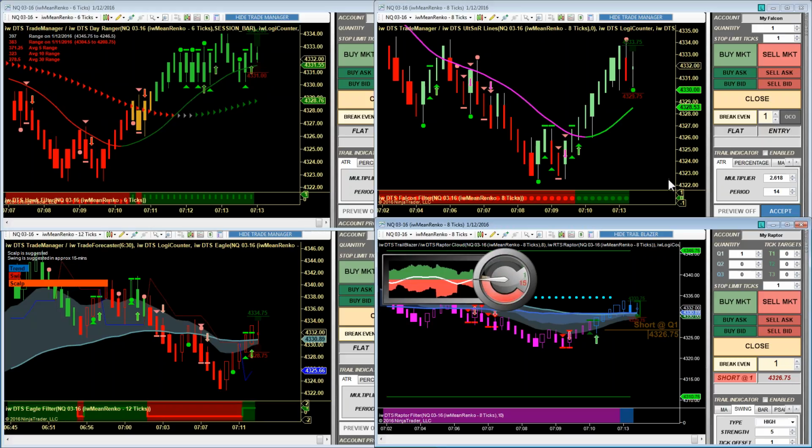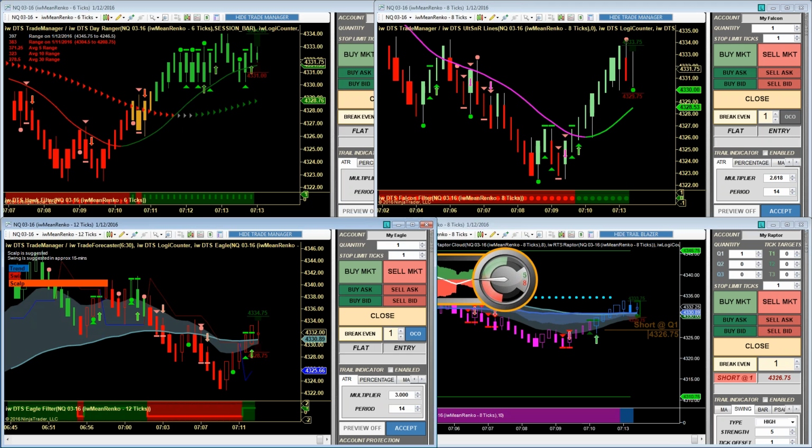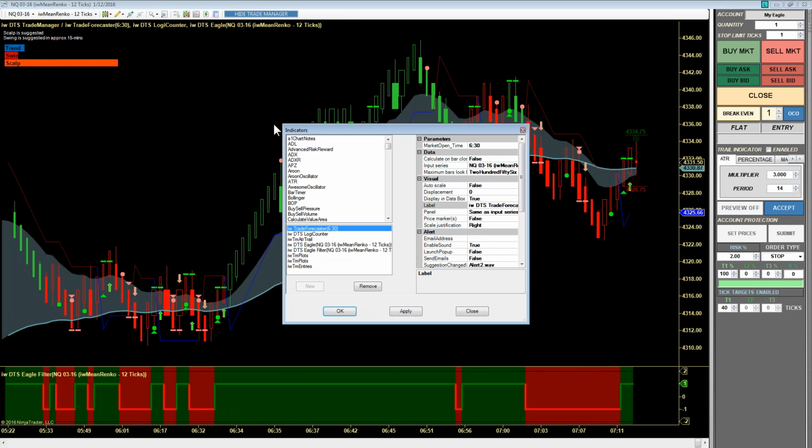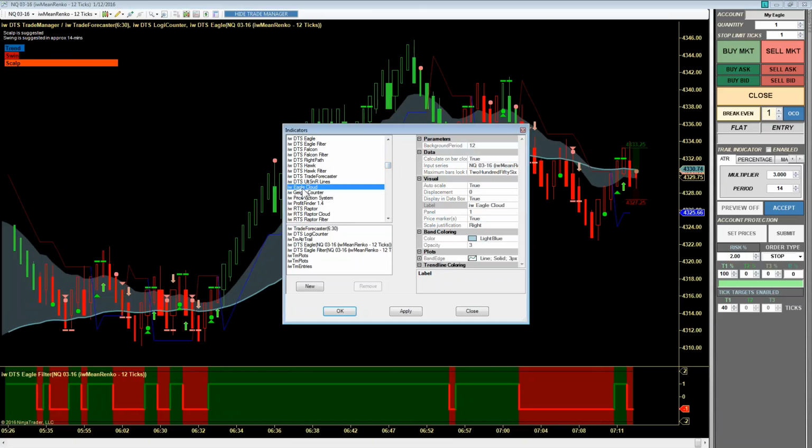Bayard's asking, are there two clouds available on the Eagle? If you go to your indicators, now I have an Eagle cloud. I don't know if that's true for everybody. I have a lot of different things on here. So if you do have the Eagle cloud, you can certainly double click on it, and it will add another cloud, and you can also adjust the settings.